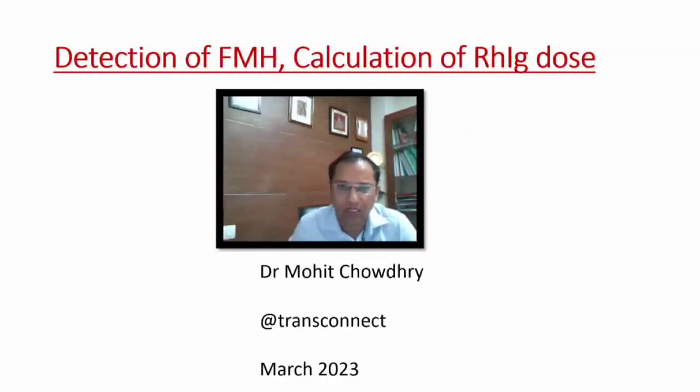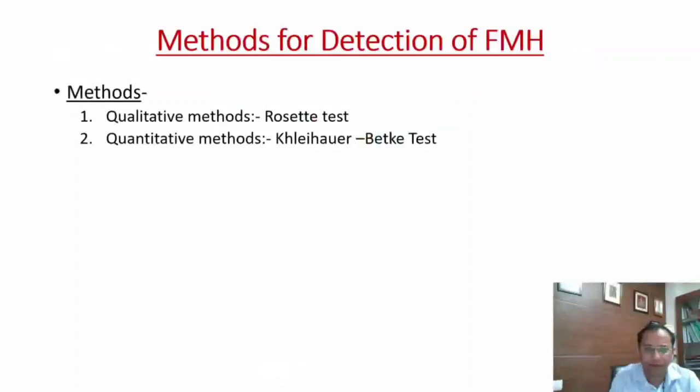So let's start with this very important topic, a small topic, but I think it should cover all your doubts about the calculation of RhIG dose. It looks a little difficult, but if you just go through the lecture once, I think you'll be able to solve this problem of RhIG dose. So what are the methods for detection of FMH? The methods are qualitative methods and quantitative methods.